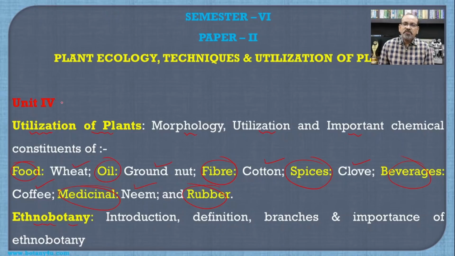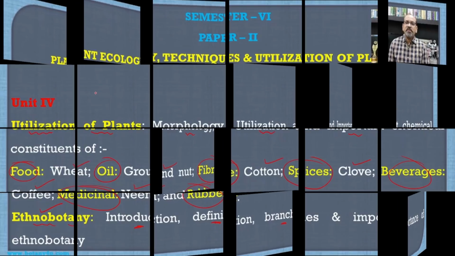So these are the different plants. First of all, we have to remember the botanical name or the scientific name of each plant as well as its family, so that it will be easy to remember or to give the answers in MCQ type questions. That is one of the important factors. The second part is ethnobotany, which includes the introduction, definition of ethnobotany, branches and the importance of ethnobotany. So friends, today we will see 60 different MCQs on this unit, which is the utilization of plants.